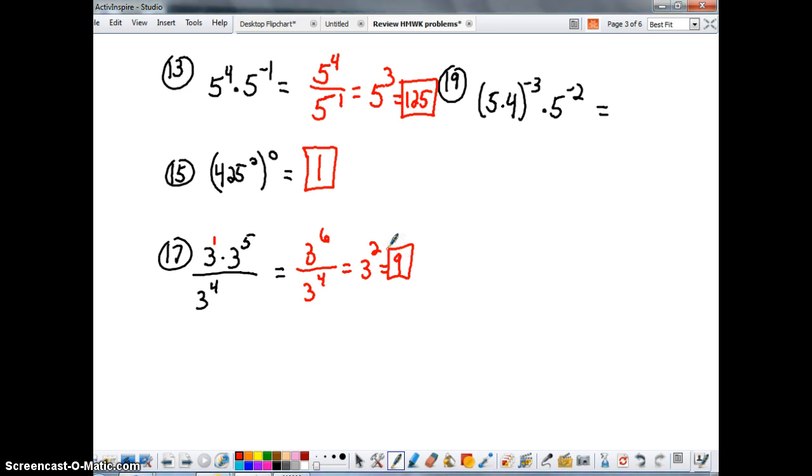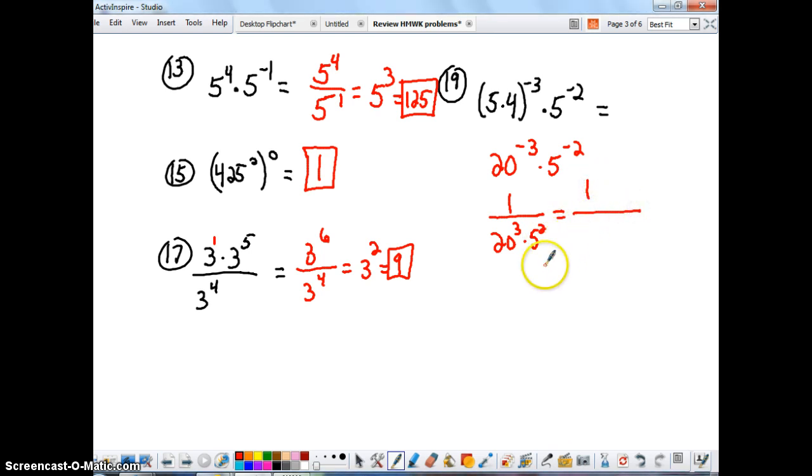19, last one, I see a whole bunch of negatives in there. I'm going to multiply 5 times 4 here first and make that 20 to the negative 3rd times 5 to the negative 2nd. Bring these down, so this is going to be 1 over 20 to the 3rd times 5 squared. And now it's just a matter of figuring out what those are.